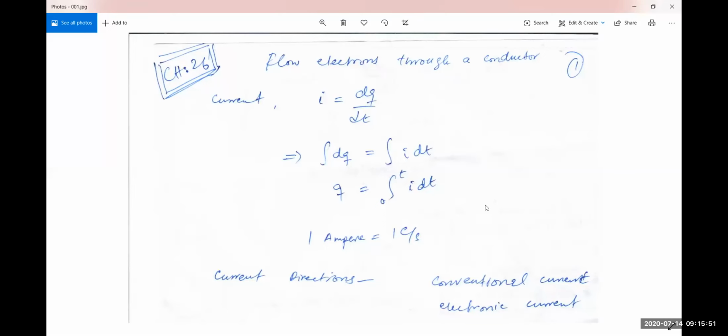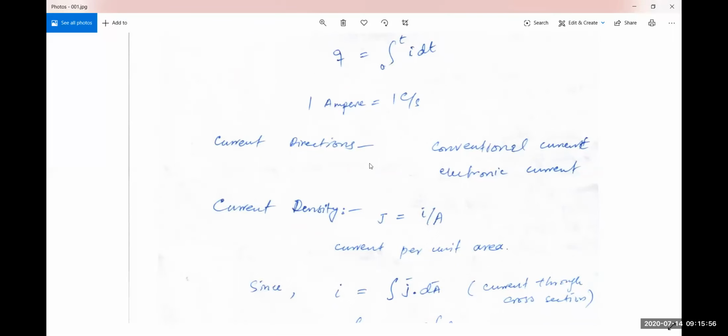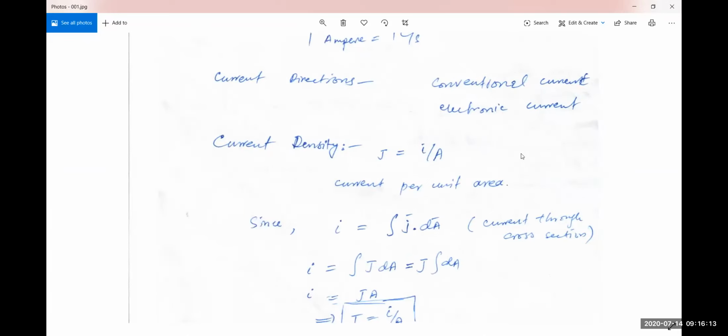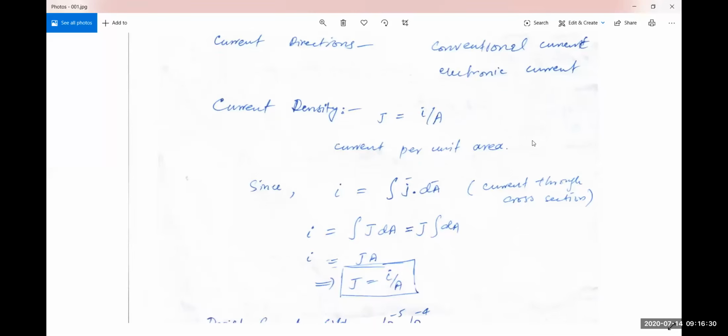How charge flows through a conductor and creates a current of electrons. So current directions, a conventional current or electronic current. So conventional current is actually the positive current in a direction opposite to the current of electrons. However, the electronic current flows in a conductor opposite to the positive current. Okay, conventional current and electronic current have opposite direction in the circuit. Remember this thing. This is very important. I'm telling you, this is very important, that conventional current and electronic current have opposite directions. You can write it down, opposite directions.